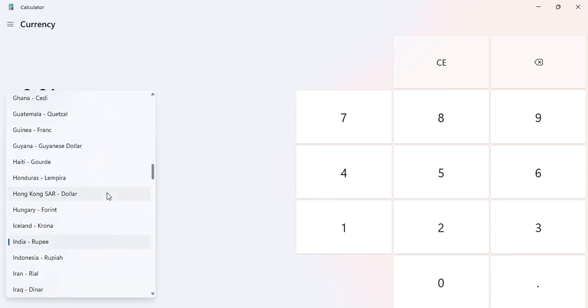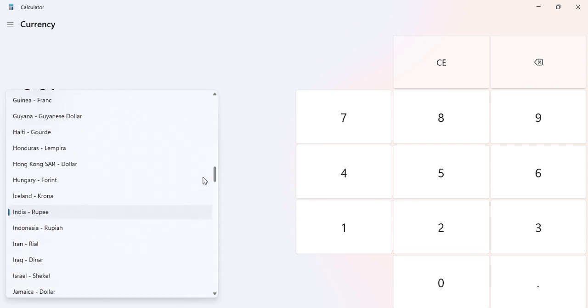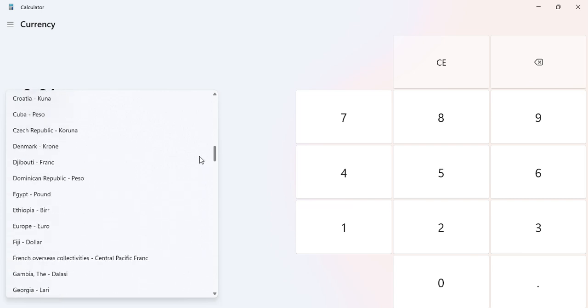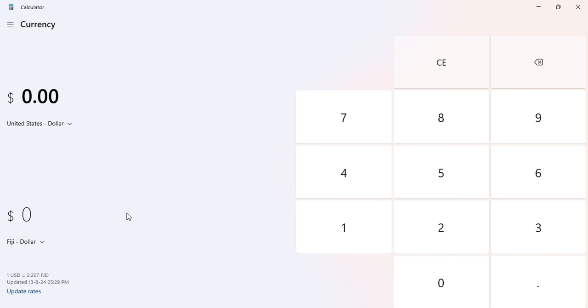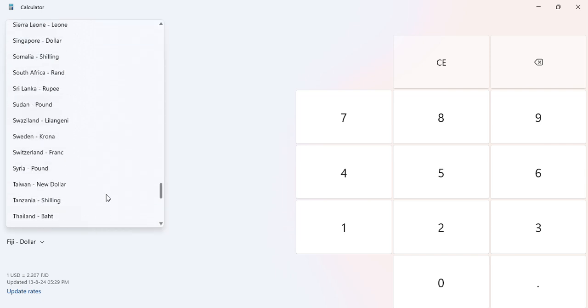You can also choose another country's currency to compare with the dollar. Suppose you want to check with the Fiji dollar, then enter $100. $100 is equal to 220.7, that's $220.70 Fiji dollars. And we can compare that Fiji dollar to Indian currency.